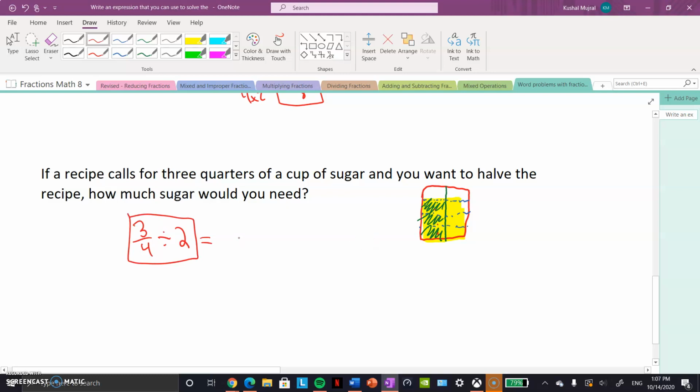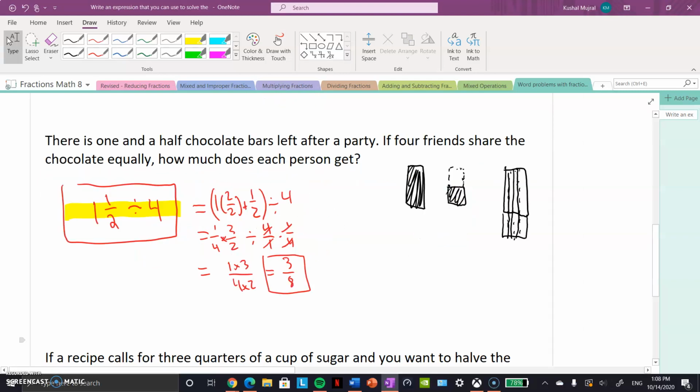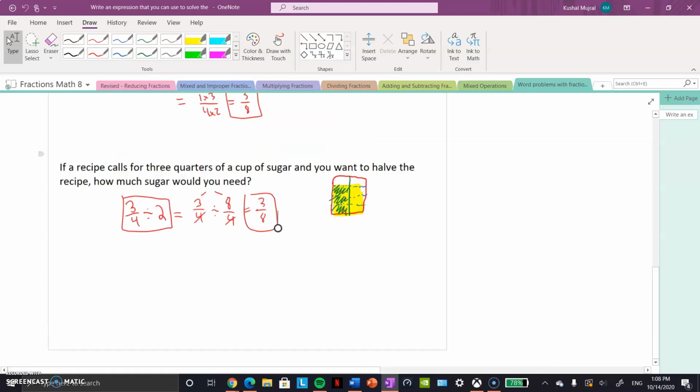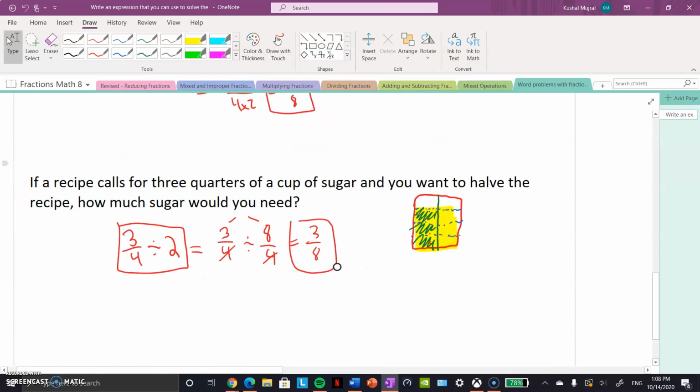This is perfectly fine as an answer. And then just for the sake of it, I'll solve it. 3 over 4 divided by 8 over 4, because 2 is the same as 8 over 4. And this becomes 3 over 8, right, because this comes together. And that's your answer for this one. Okay. Also, bear in mind that you don't need to put this answer. This over here is perfectly fine. And yeah, I don't have much more to say. That's word problems with fractions.